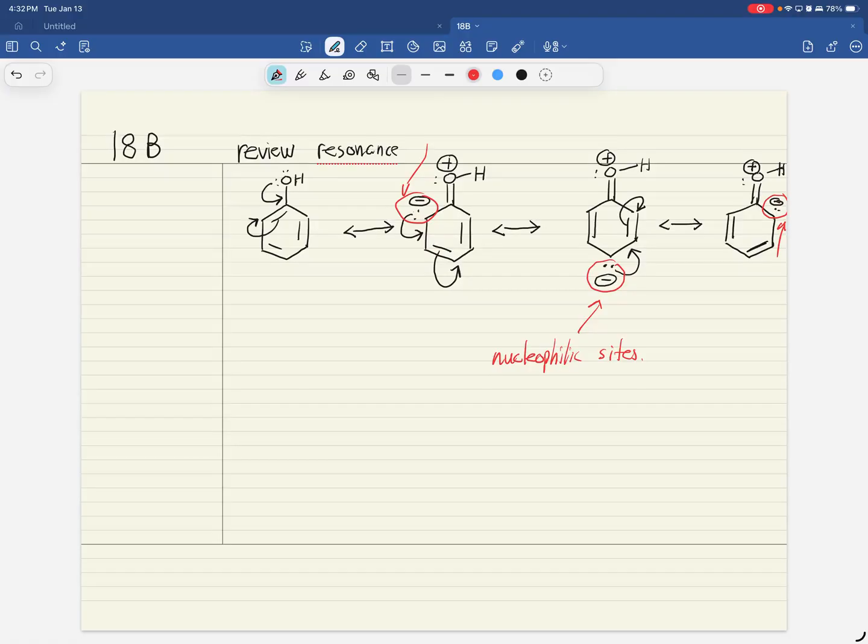Okay? Now, there's one more structure we can draw. So let's draw the last resonance structure. This is where we restore the benzene ring, and then we pretty much get to the same structure we started with. So this one, we're going to draw an arrow here and push these back out, and we get benzene here.